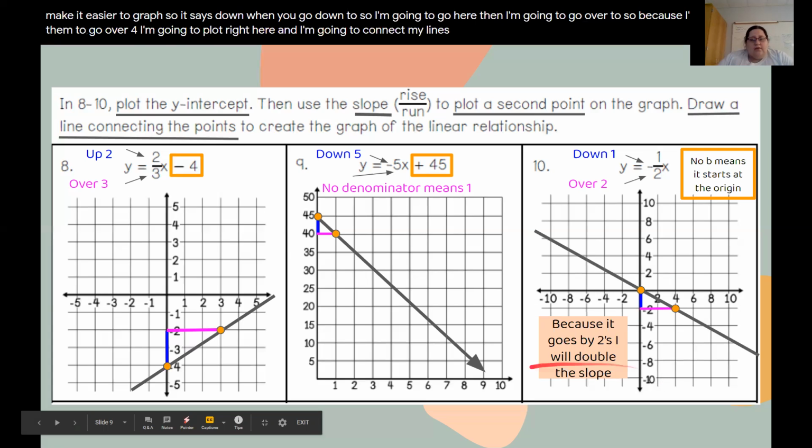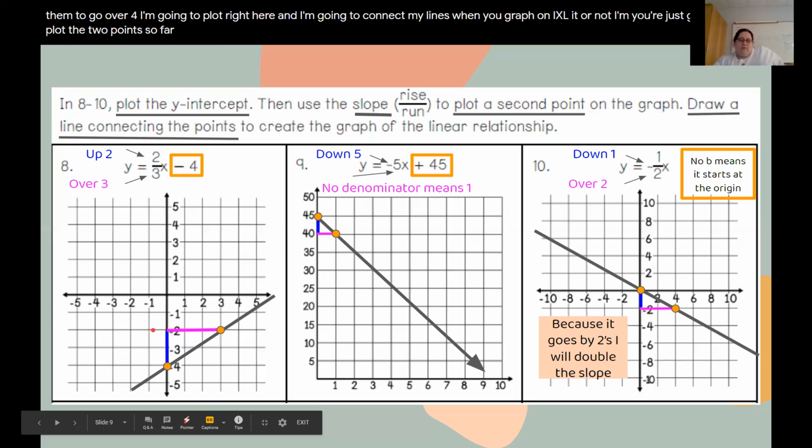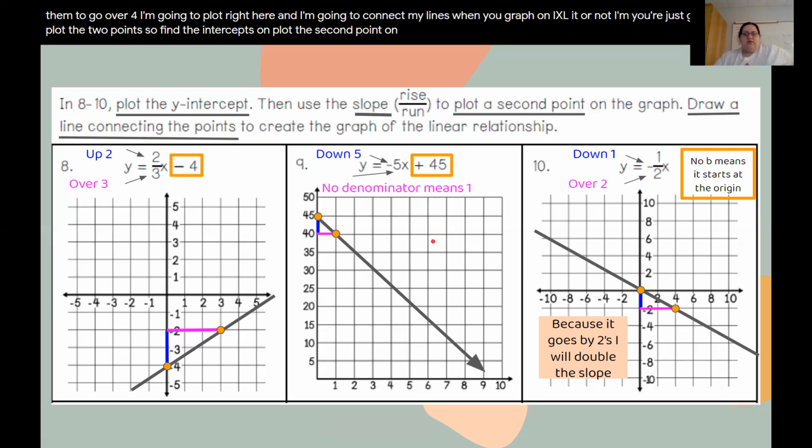So when you graph on IXL later on, you're just going to have to plot the 2 points. So find the intercept and then plot the second point. I'm going to show you all the steps if you're graphing it by hand, if you happen to do it on scratch paper.